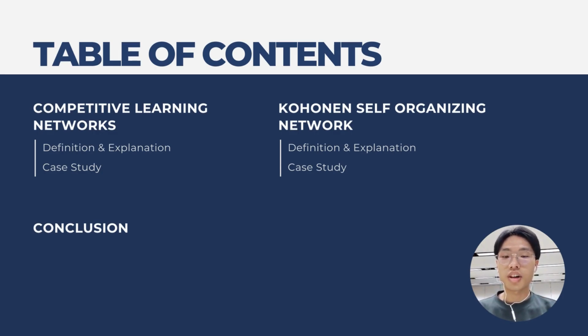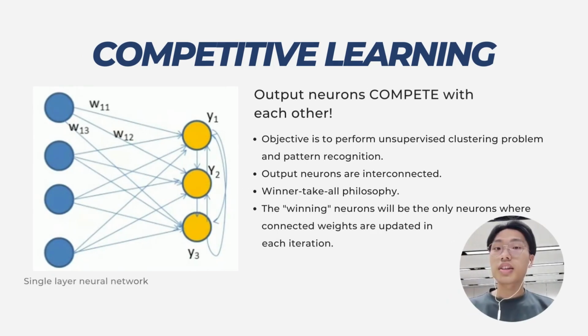My name is Sheng. Together with Benjo, Yusuf, Afiqah and Najaa, we will be presenting on the topic competitive learning and coherent self-organizing network. In competitive learning, the keyword is neurons compete with each other. The objective of the neural network is to perform unsupervised clustering and pattern recognition. Referring to the figure on the left, we have a two-layer neural network, input and output. What is special about this network is that the output neurons are interconnected. This is because in competitive learning, we want to compare which output has the highest score. Only the winner neuron gets to update its weight. Therefore, we can also say that competitive learning uses the winner-take-all learning rule.